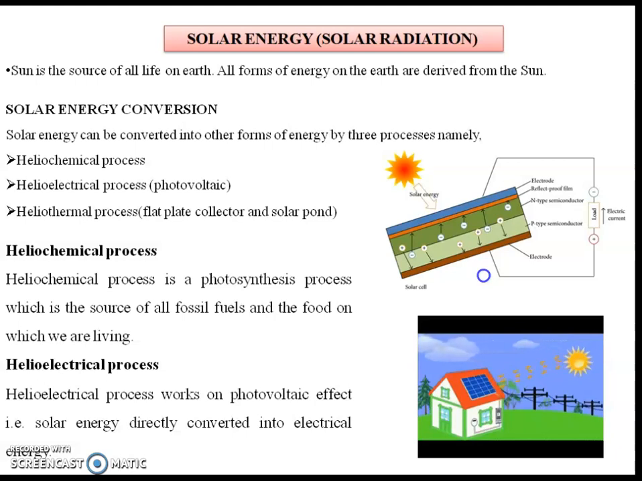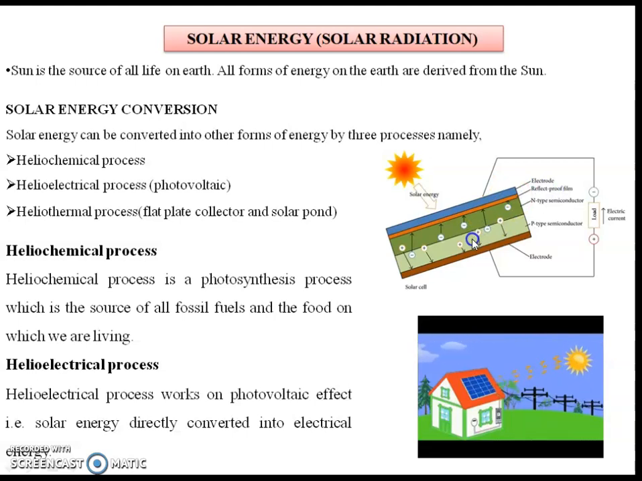The combination of solar cells, or photovoltaic cells, we will call a solar module or solar array. Generally it consists of photovoltaic cells which are made up of semiconductors. If you observe this figure, we have two types of semiconductors: n-type and p-type. It also consists of a load, insulators, a reflection-proof film, and an electrode.